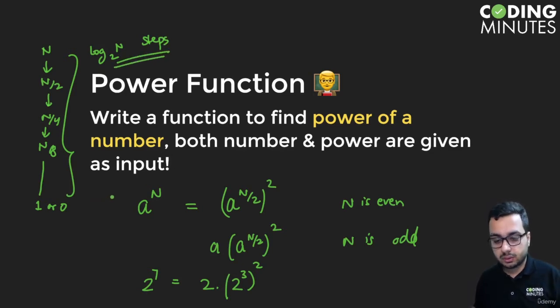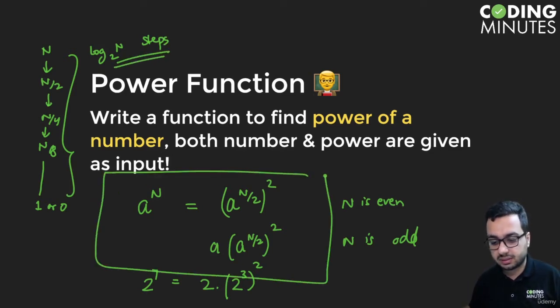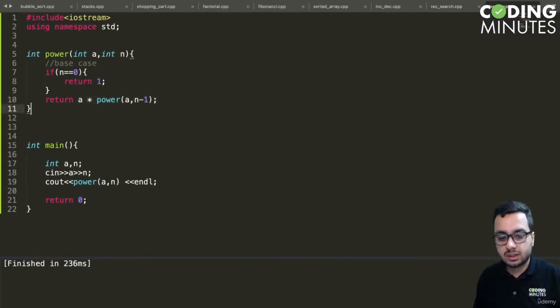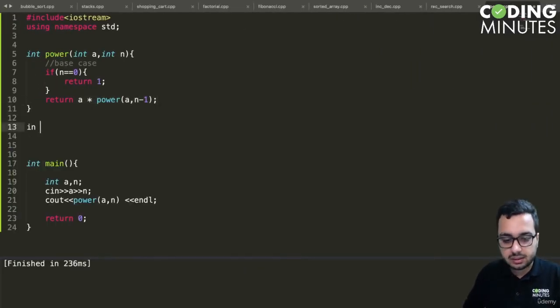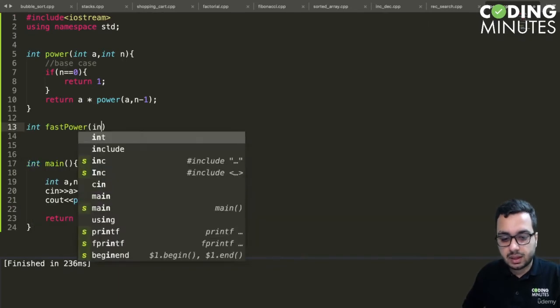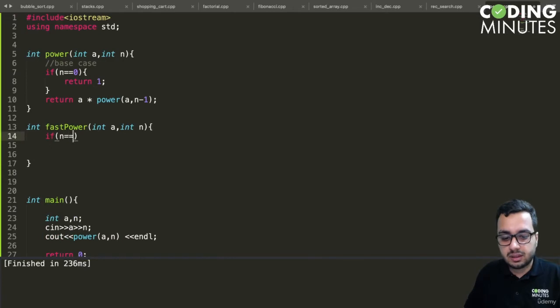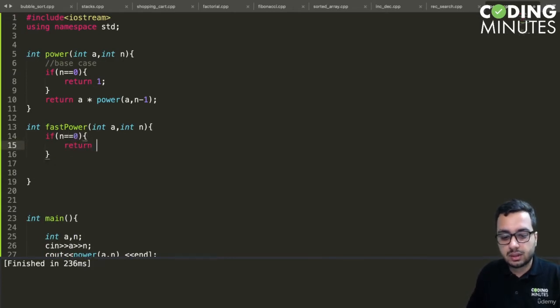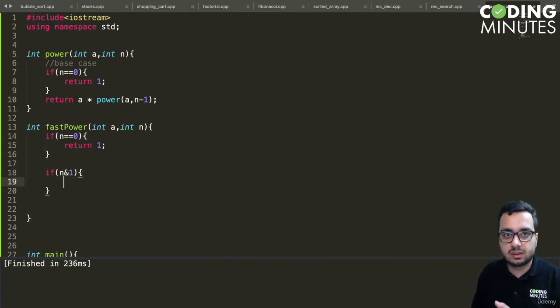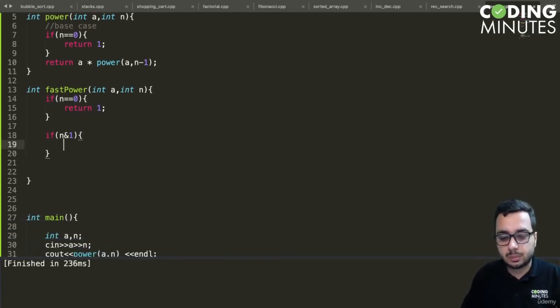So effectively we are going to use this as our recurrence to solve this problem, and let's see how this is going to work. So maybe I can say int fast power, I get a, I get n. Base case will remain same. If n is 0, I'm going to return 1. Then I'm going to check if n is odd. So if n and 1, that means it's odd number. We are checking the last set bit.